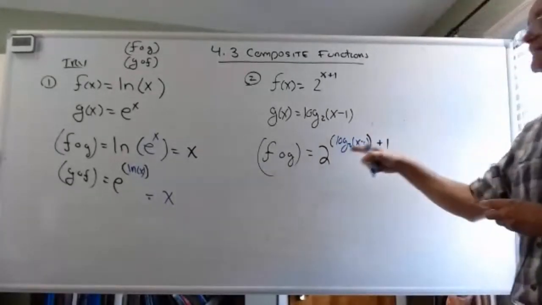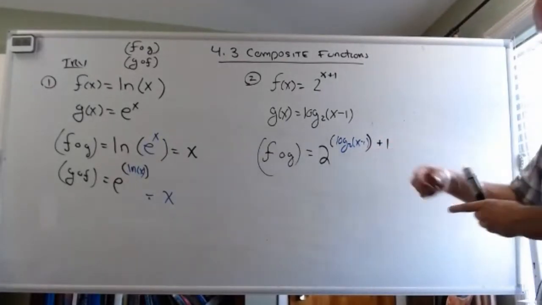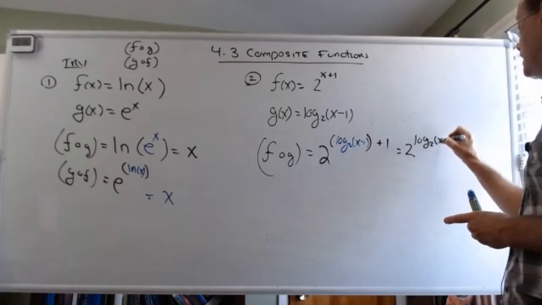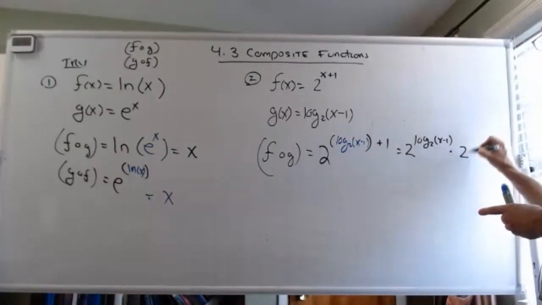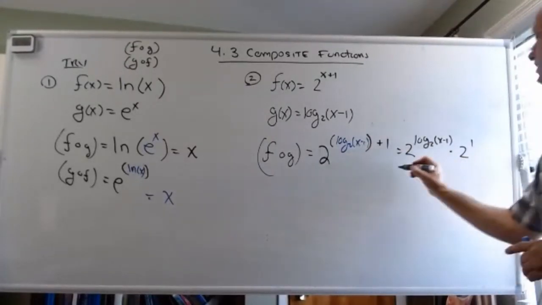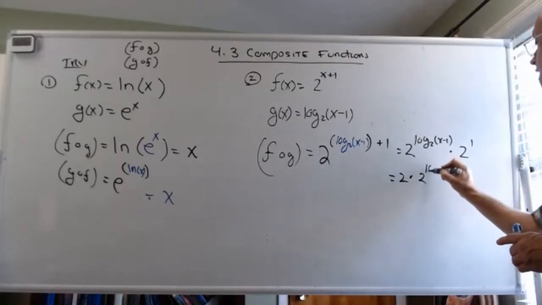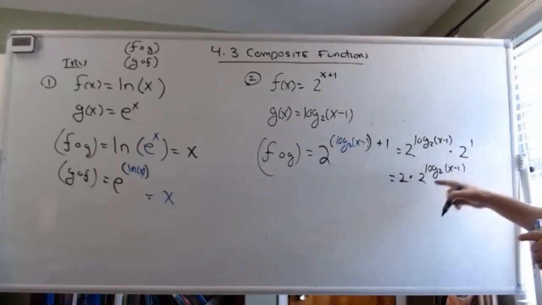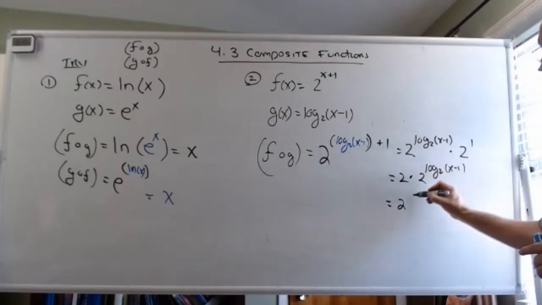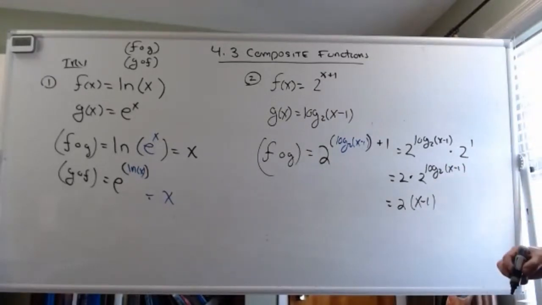Now, I can't cancel this directly. What I need to do is rewrite this. I can rewrite that as the following. This is equivalent to 2 times 2 to the log in the base 2 of x minus 1 times 2 to the 1. Remember, we have the same base, you add the exponent. So that and that are equivalent. Well, that just means there's a factor of 2 out front. There's 2 times 2 to the log in the base 2 of x minus 1. They're inverse functions of each other, so they cancel, and it gives me 2 times x minus 1. That's what I had, 2 times x minus 1.